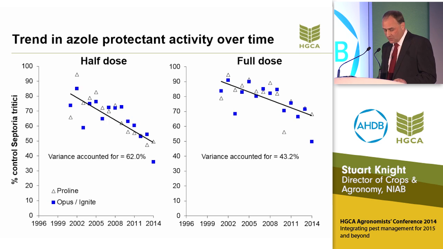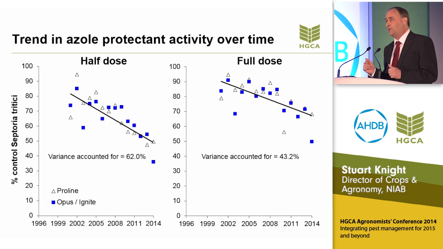Now, the other thing that we do with the fungicide performance work is to look at how the performance of products changes over time, as well as comparing the products within single years. We've been doing that for the azoles. As you know, we have this shift in terms of azole sensitivity, in terms of Septoria sensitivity to the azoles, which we've been monitoring through the data over years.